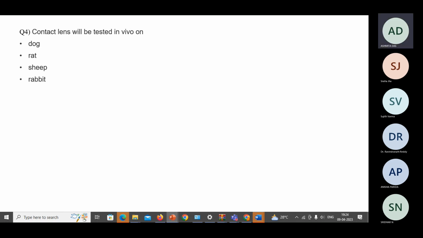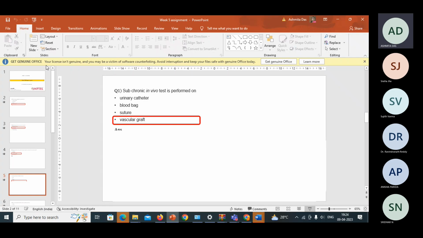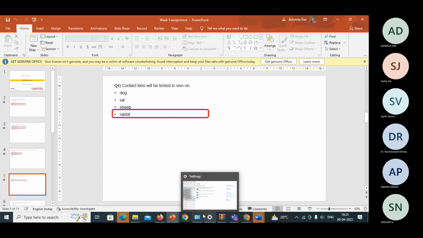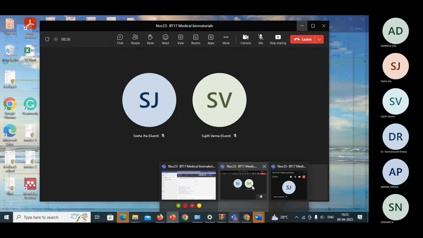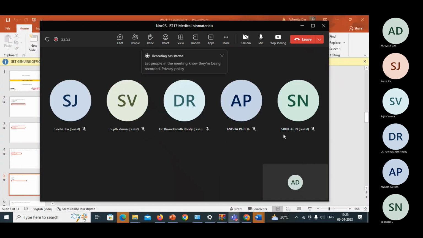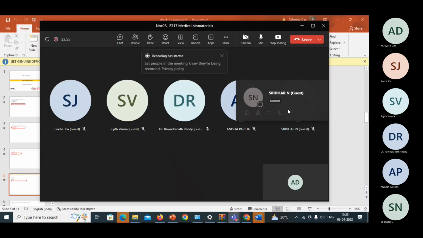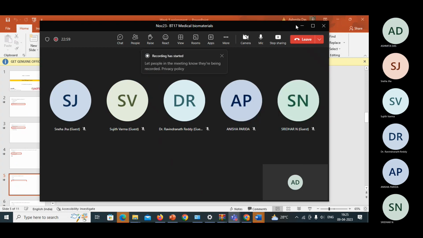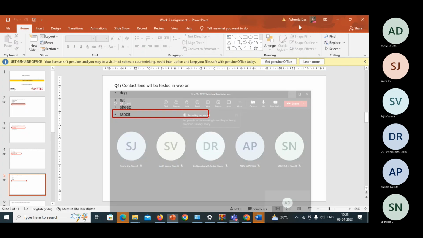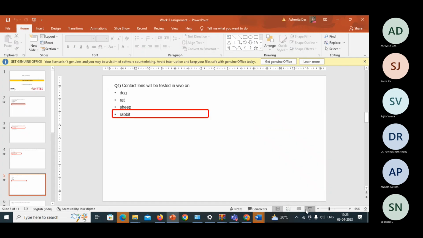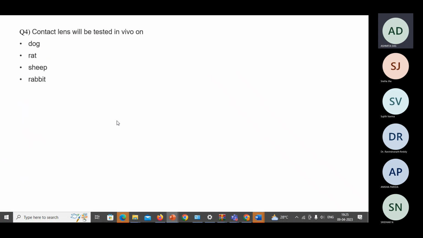Okay. Anyone know the correct answer of this question? Anyone knows? Okay. So the correct answer is rabbit.